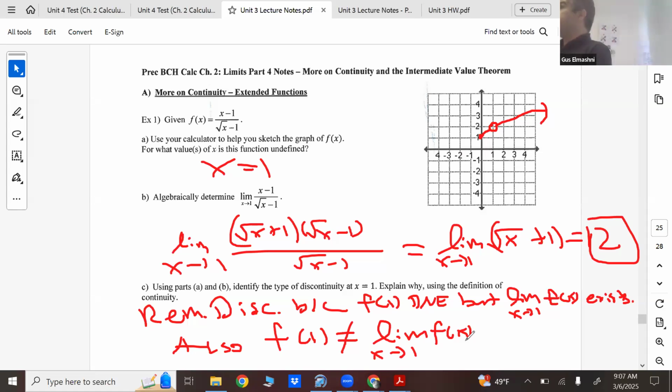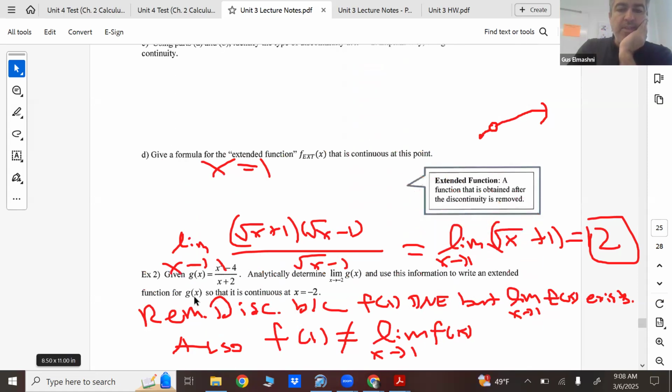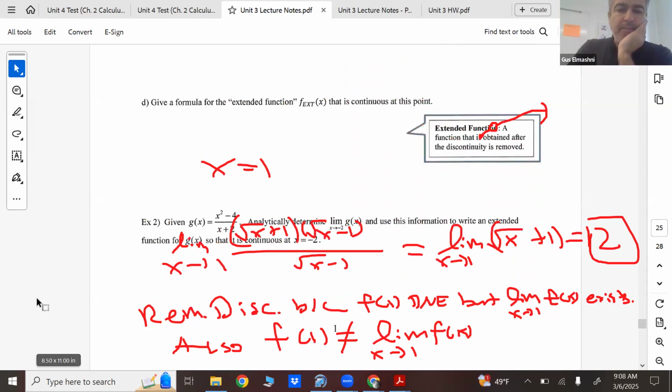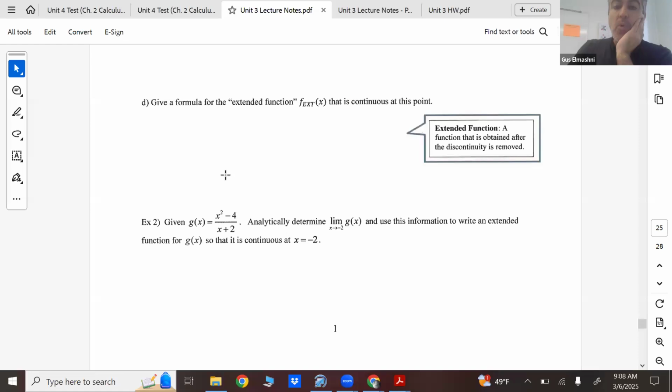The jump happens when the limit does not exist. When the left and right hand limits are like this, that's a jump. When it's like this, but it points somewhere else, that's removal, right? And then this is kind of the new part. The extended function is that, let's say you want it to be continuous. So you want to force the issue of continuity.